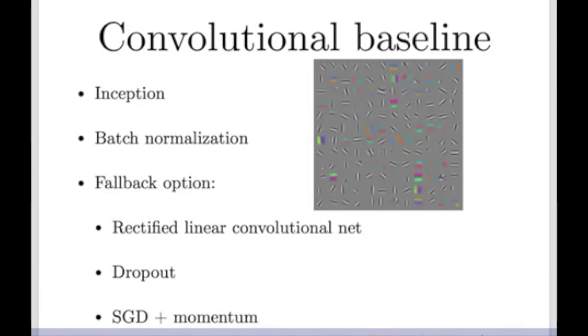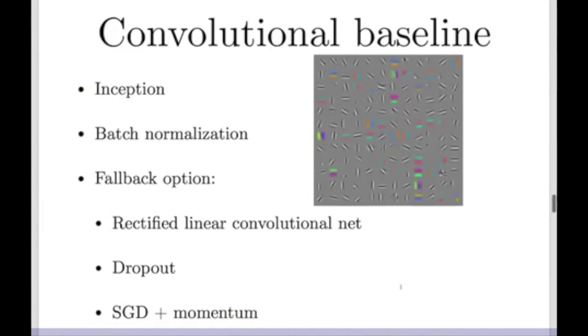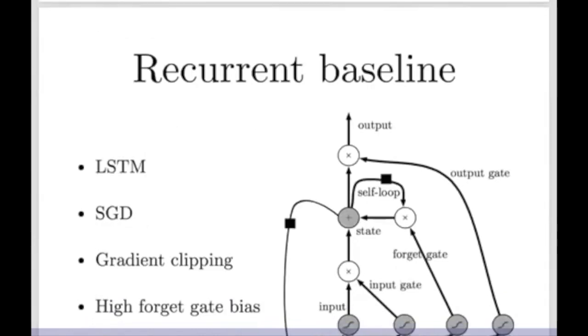Inception and batch normalization are somewhat complicated, and not every library offers these kinds of networks. So if you're using a library that doesn't support, for example, the inception network, you can fall back to a simpler convolutional network. Once again, I recommend using rectified linear units, the same as in the feed-forward network case. So just use a convolutional network with rectified linear units, regularize it with dropout, and train with stochastic gradient descent and momentum. All right, finally, if you have a task with sequential structure, then you can use a recurrent network.